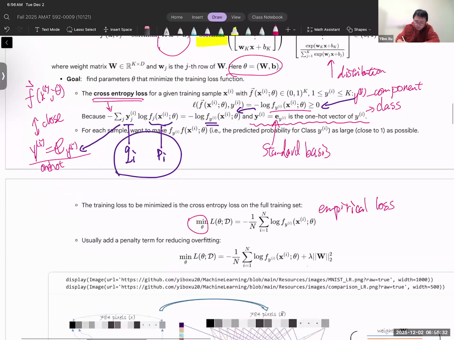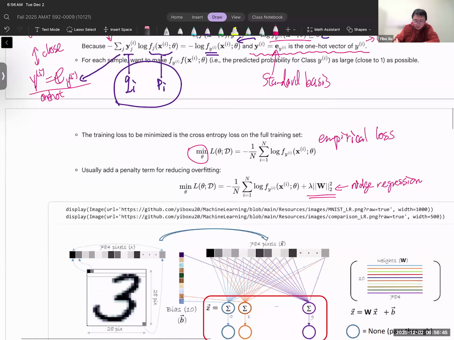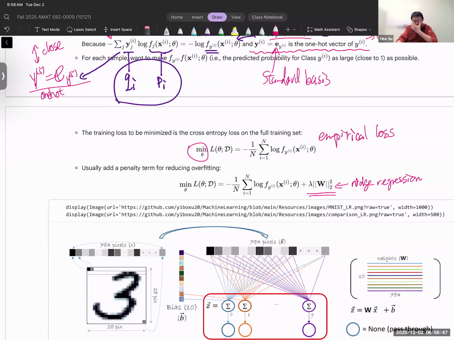And of course, if you want to avoid overfitting, this is a regularization that you can do. So this is actually ridge regression. And of course what you eventually do is try to minimize, and I can do SGD. That's what you have seen from before. That's just logistic regression.